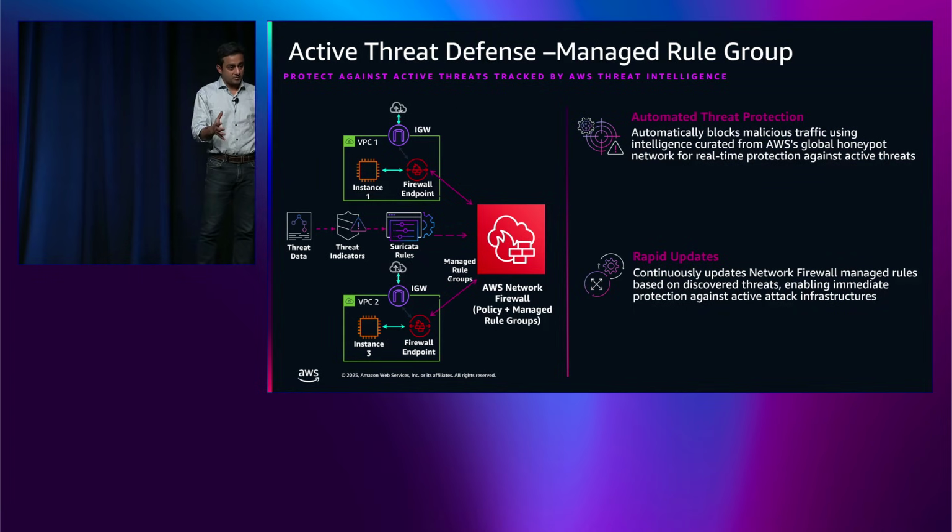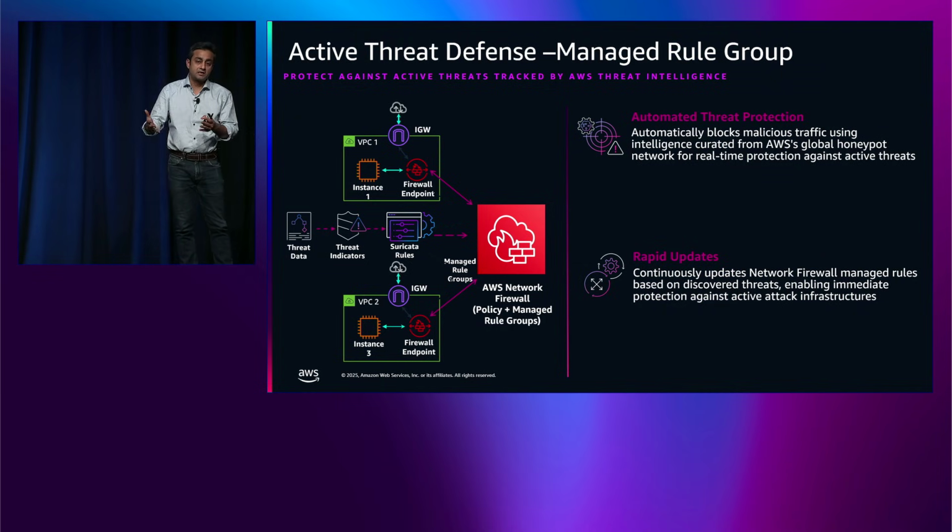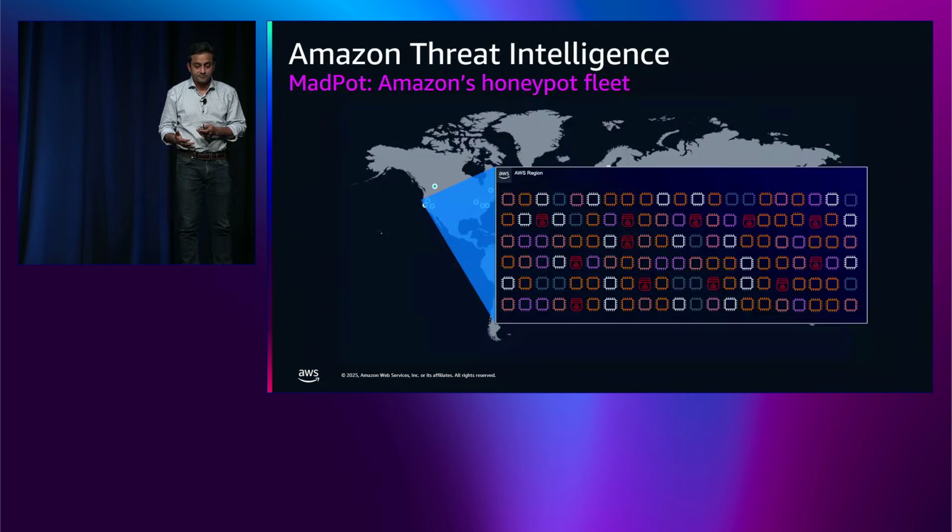We use this MadPot, our honeypot network, to protect Amazon.com, and we provide the same infrastructure to our customers, and through that you can use active threat defense to protect your application. So that way you are protected against all the emerging threats.